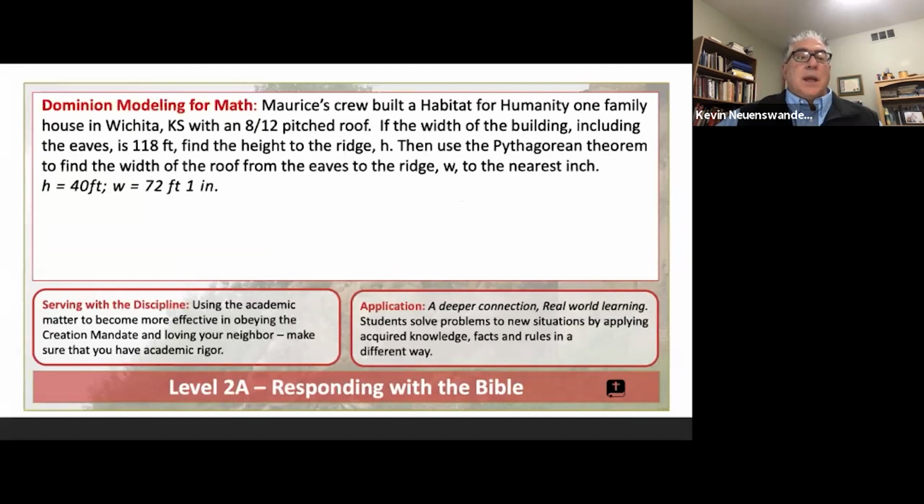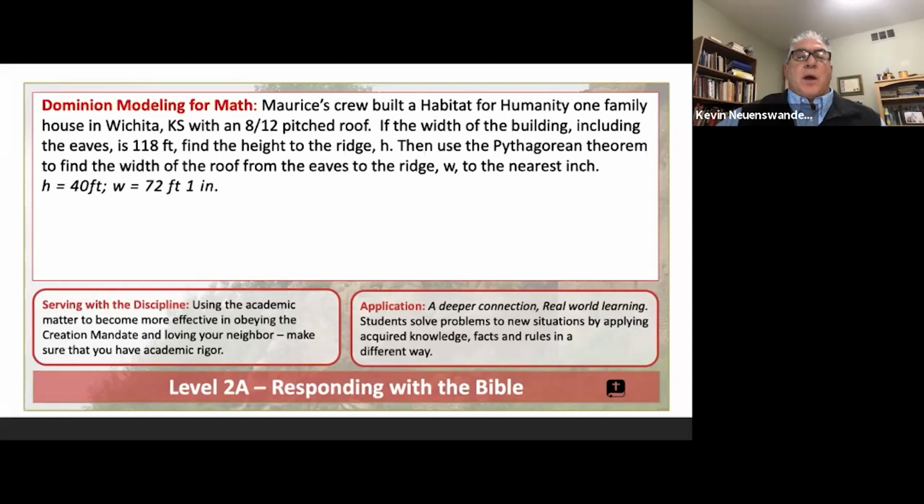Here is another example. I hear from many people, and it's true if we think about it, that math is the hardest subject to integrate, if we look at math as a sterile basics of facts. However, John Lennox, one of my favorite apologists, is a mathematician at Oxford. He talks very passionately about how math can be used to show the glory of God. So, dominion modeling for math.